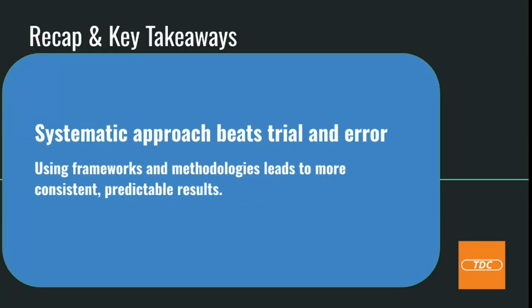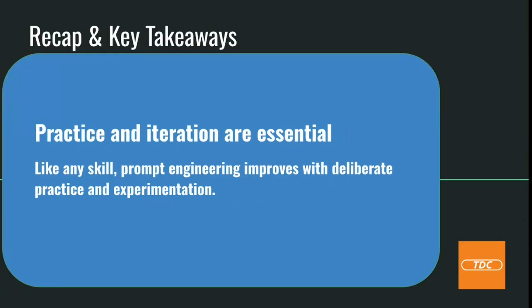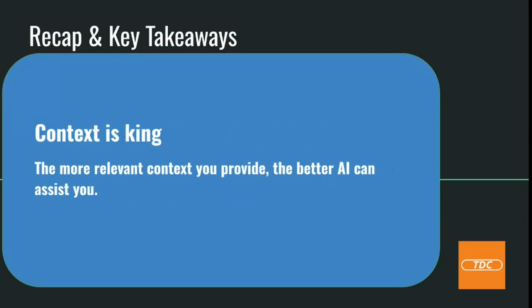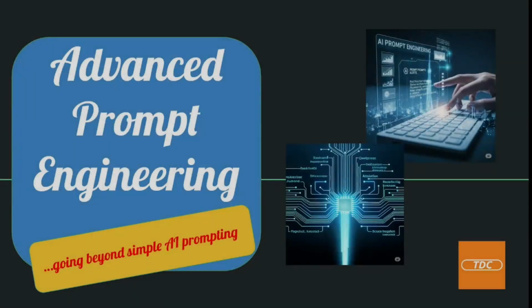Systematic approach beats trial and error. Using frameworks and methodologies leads to more consistent, predictable results. Practice and iteration are essential. Like any skill, prompt engineering improves with deliberate practice and experimentation. Context is king. The more relevant context you provide, the better AI can assist you. This completes our journey into the world of advanced prompt engineering, going beyond simple AI prompting.